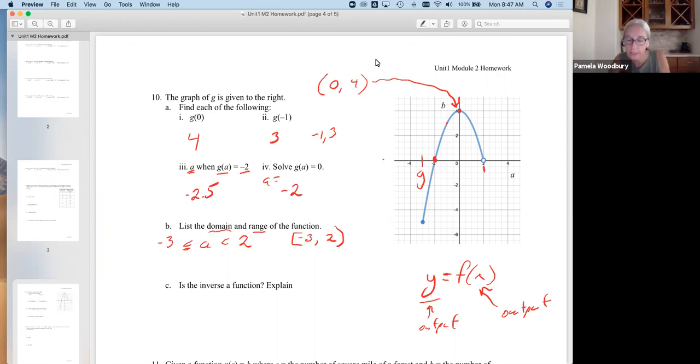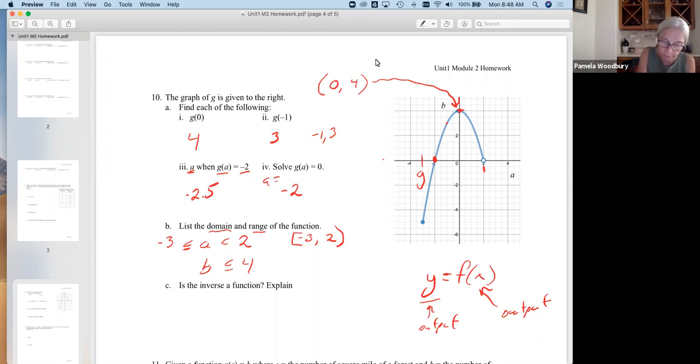And then for range, we have to ask the same question. How high does my graph go, and how low does my graph go? I can see the maximum value that my graph ever gets is up here at 4. So I know that B is going to be less than or equal to 4. What's the smallest that my graph ever gets, or the lowest? Looks like down here at -5.